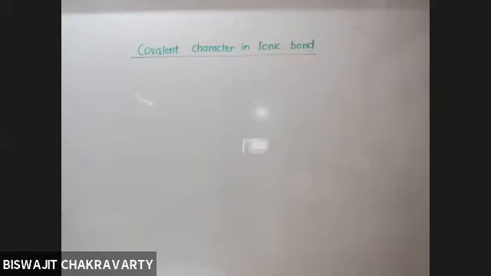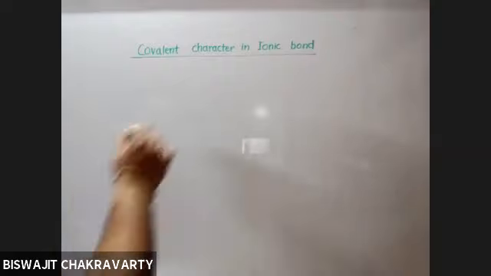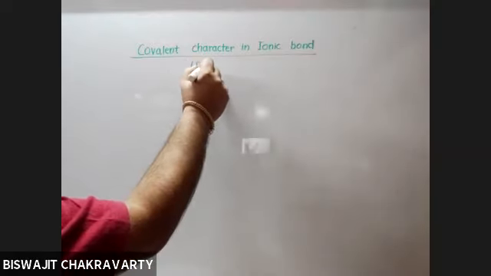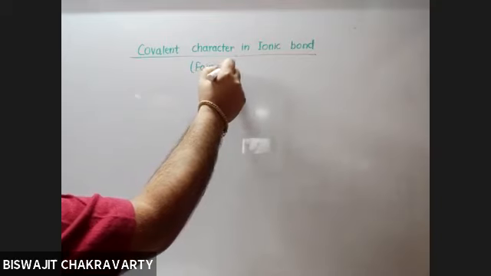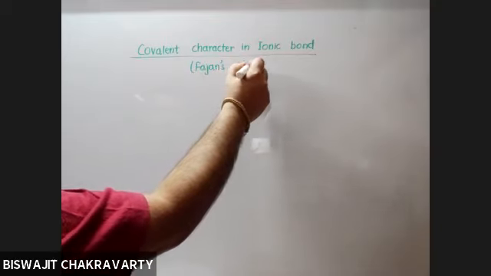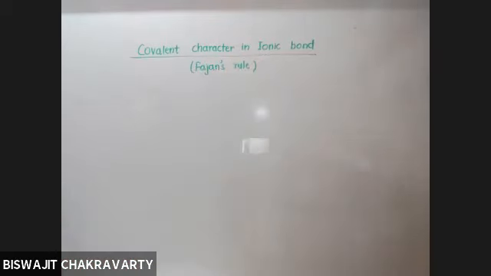So when you are to compare which particular ionic bond has more covalent character or less covalent character, we have to follow a particular rule which is referred to as Fajans rule. Remember, it's a very, very important rule, Fajans rule. So Fajans rule helps us to understand covalent character in ionic bonds.